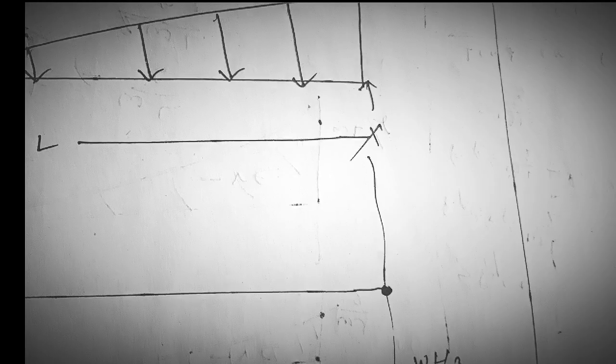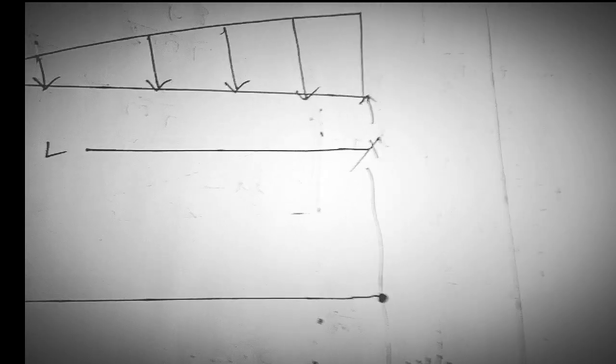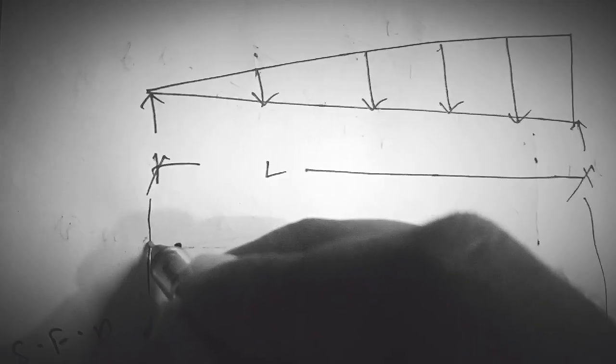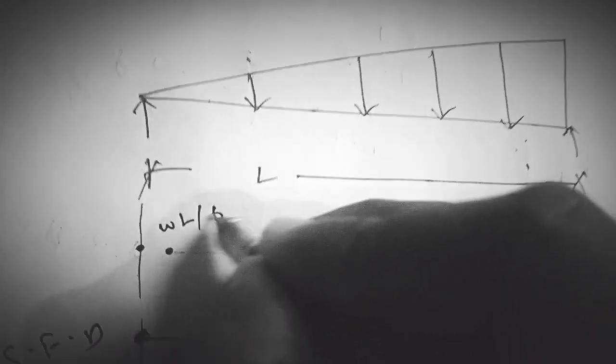Now, at x equal to 0, what is the shear force here? You see, at x equal to 0, the shear force is WL divided by 6. So WL divided by 6 is positive, it will go upward. It is WL divided by 6.